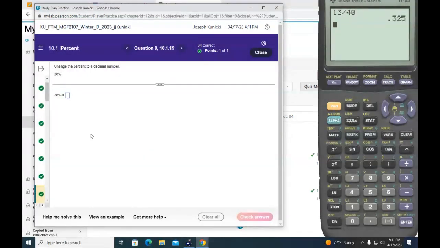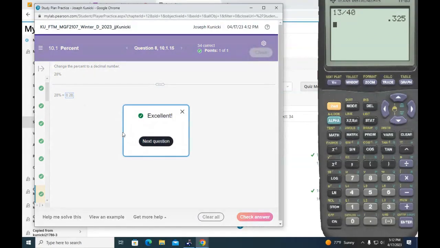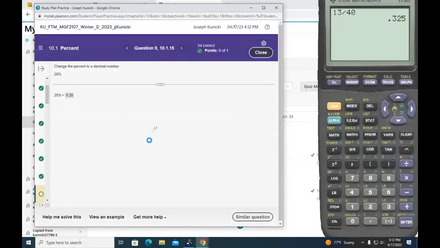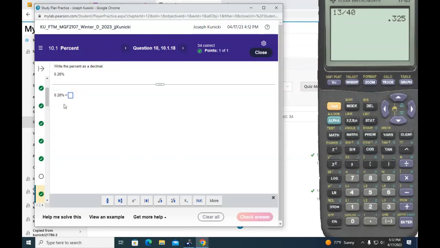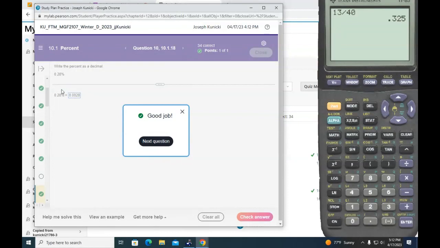Let's see, number 28%, write it as a decimal. Move the period in the other direction, so it's 0.28. Yep. Number 18. Okay, now you gotta be careful, because you still have to move it over. Yeah, it's 0.0028. I don't know why, but a lot of people see that and they go, oh, that's 28%. No, it's 0.28%.